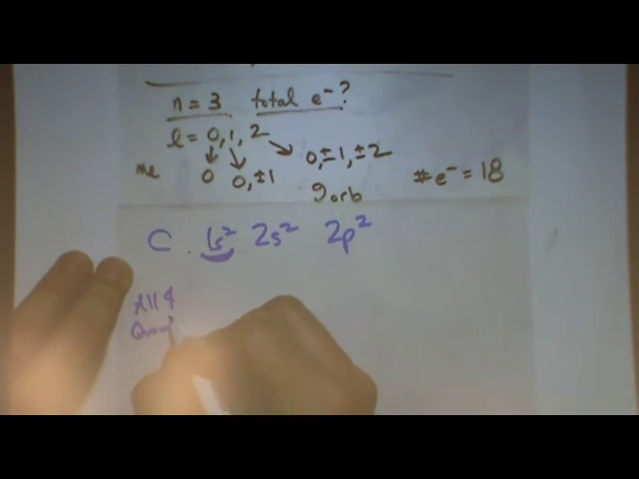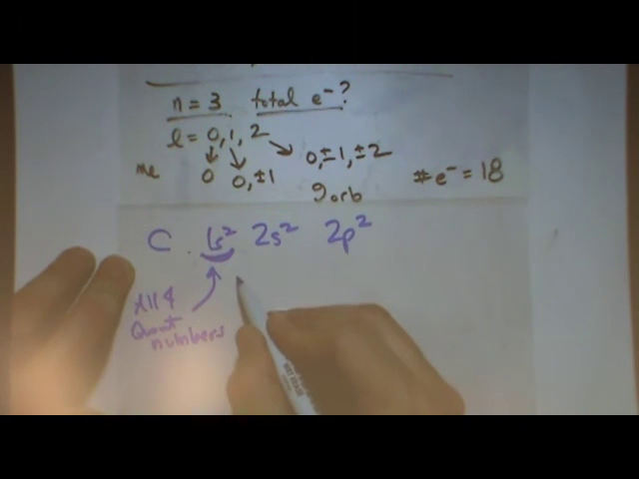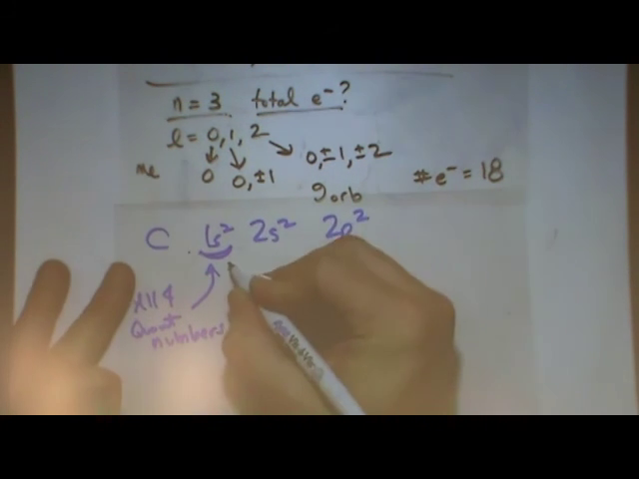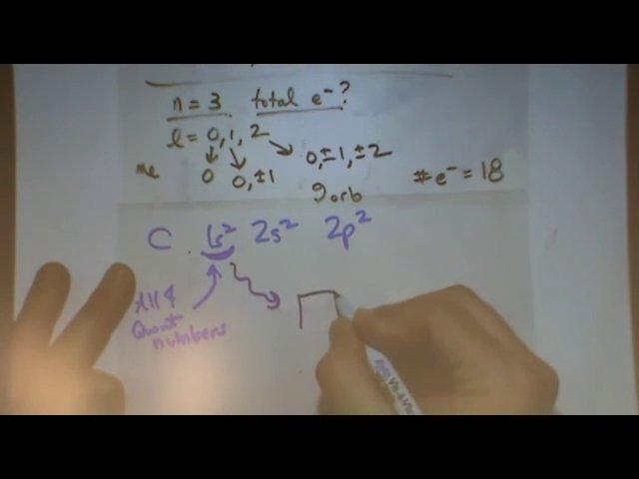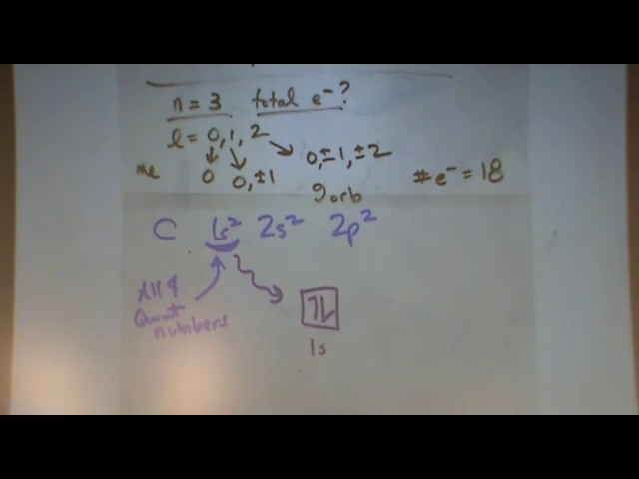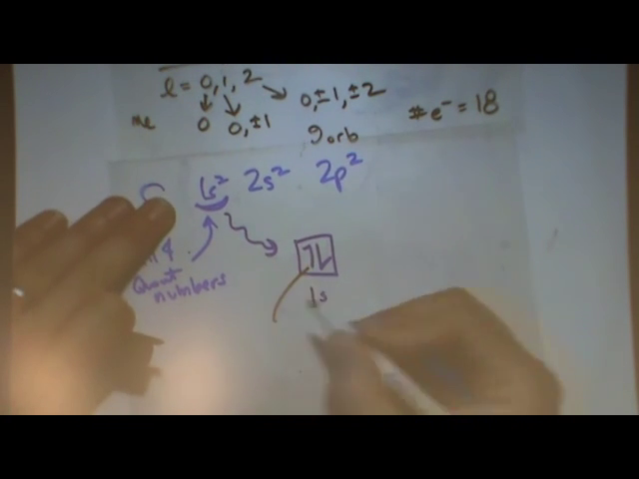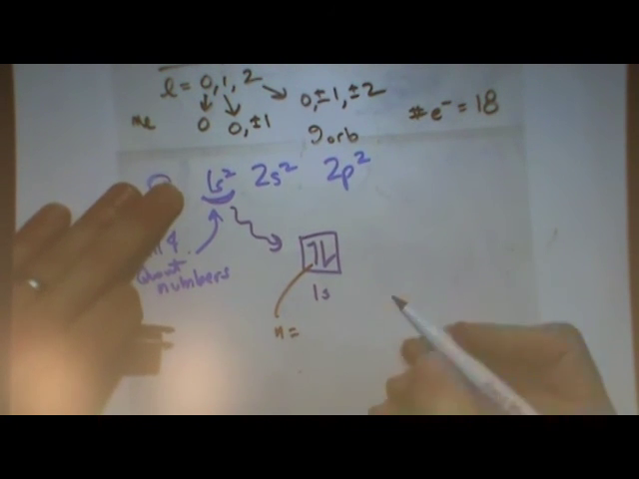So I could ask for all 4 quantum numbers of that one. So let's zoom in here. I'll get a different color. We'll zoom in. This really is one s orbital, one spin up and one spin down, right? So for the first one, the one on the left-hand side, what's N?